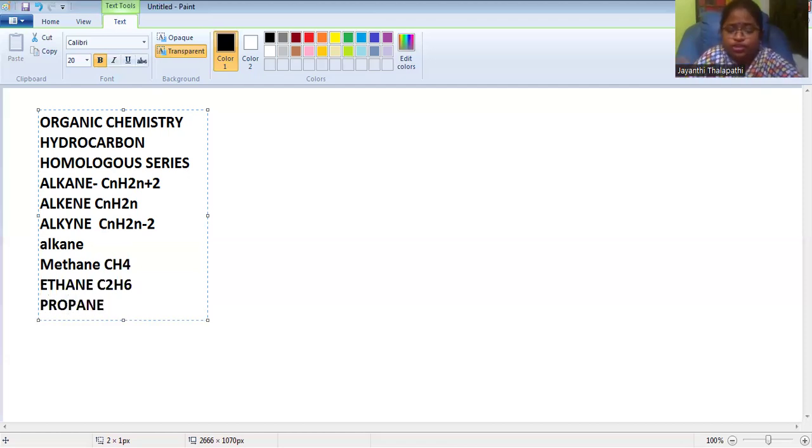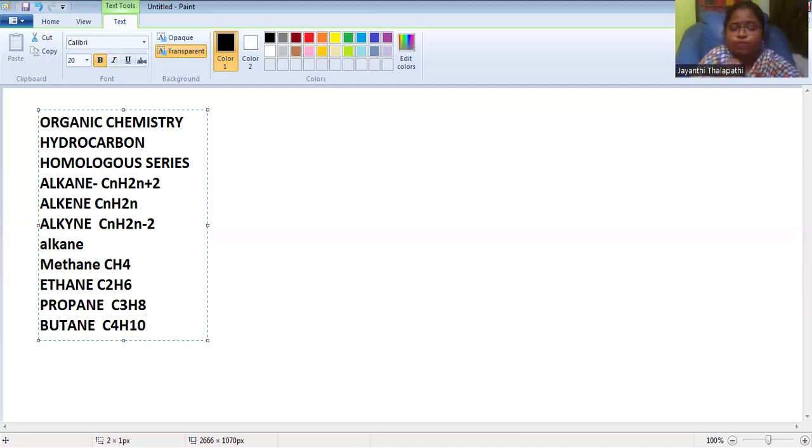Propane, which means 3 carbon atoms. Prop means 3 carbon atoms, which is C3. And hydrogen, 3 into 2, 6, 6 plus 2, 8. Got it? So it's propane. That root word prop denotes 3 carbon atoms. And for 4 carbon atoms, it is butane, which means C4H10, because 4 into 2, 8, 8 plus 2, 10. By using the general formula, we are deriving the molecular formula.